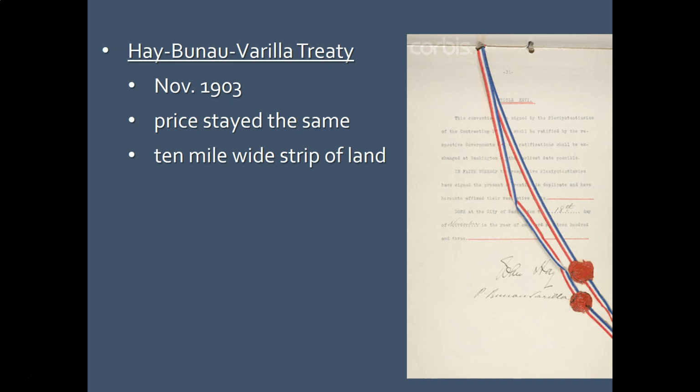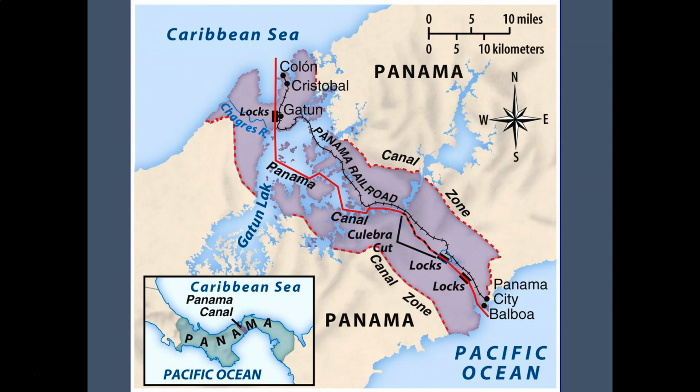The $10 million and the $250,000 every year stays the same, but this time we're paying the Panamanians, not the Colombians, and the Panamanians are willing to give us a 10-mile wide strip of land instead of a 6-mile wide strip of land. So this is where the Panama Canal will be built. It's called the Canal Zone. This becomes American territory. It's like a tiny little colony right there in the middle of Panama.